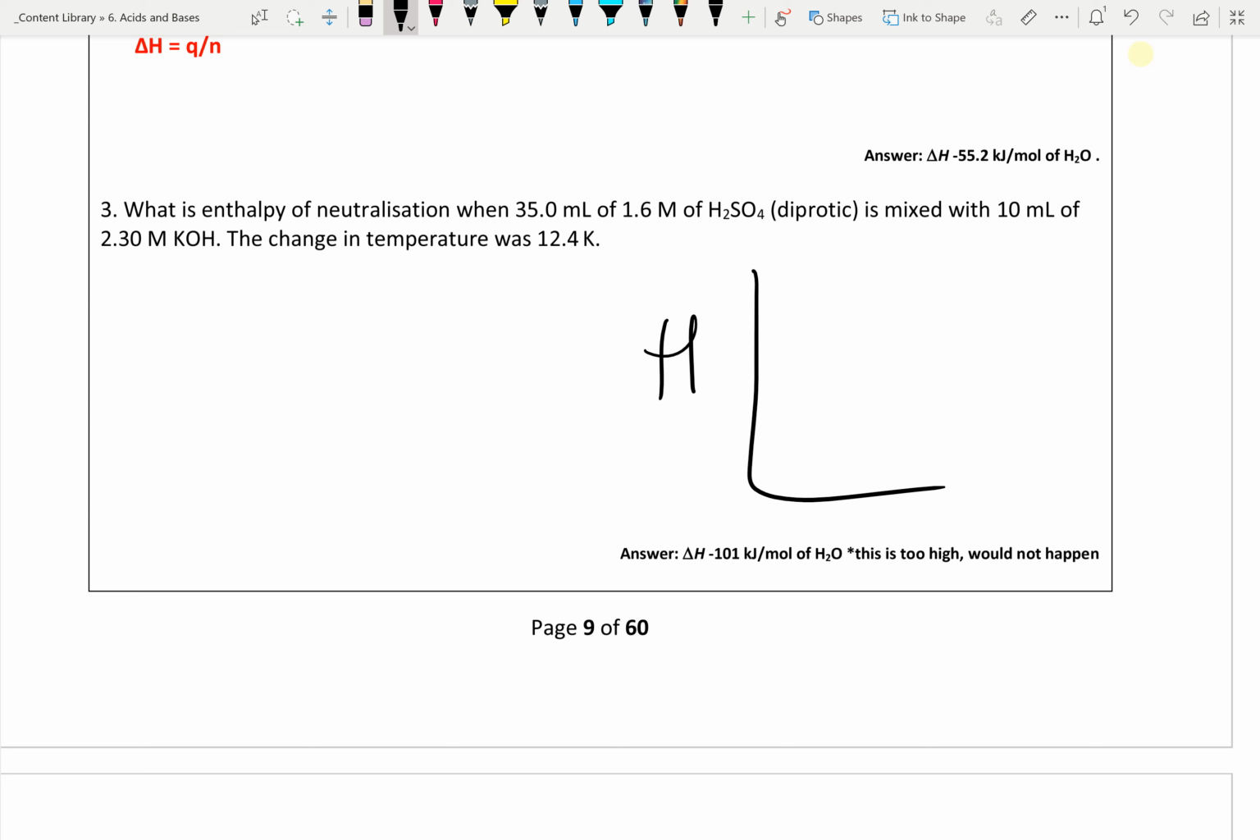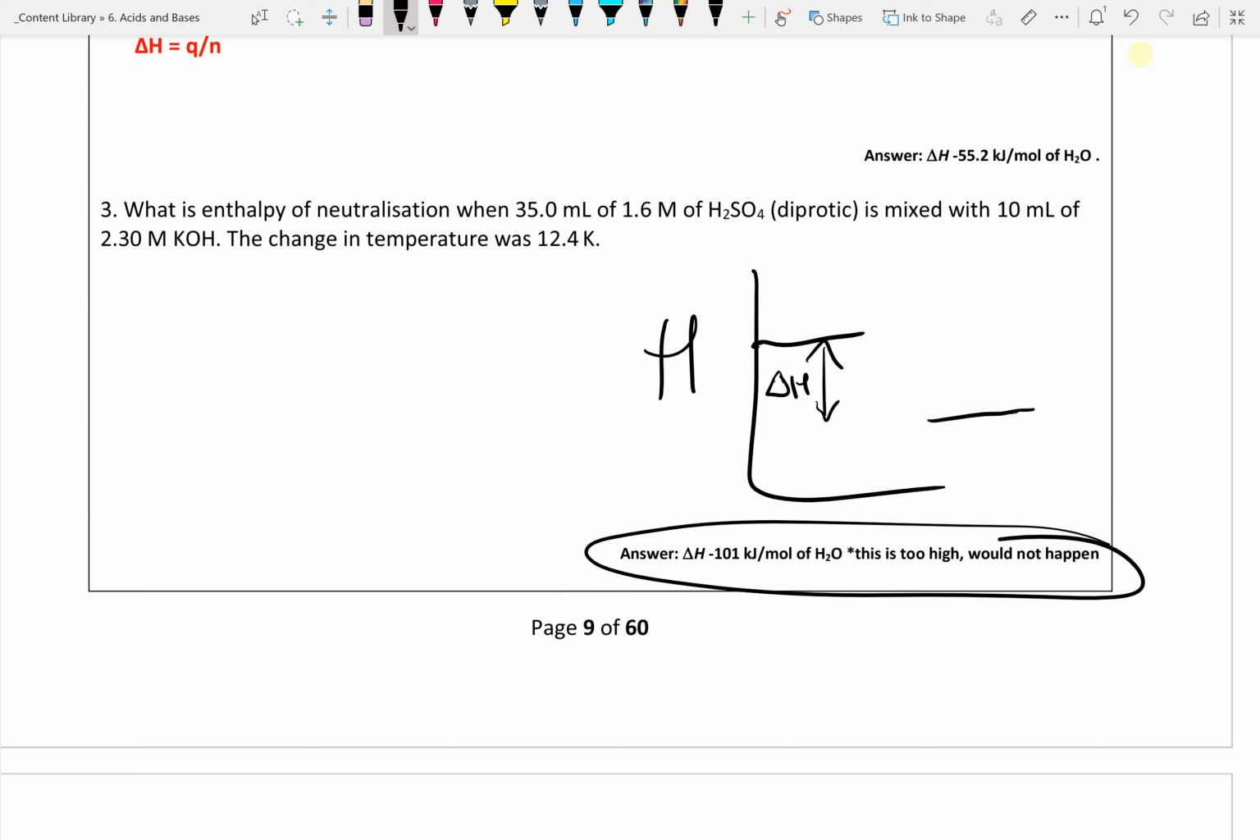Okay, so we start at some energy. The enthalpy of neutralization is always exothermic, so I'm always going to finish down. And I'm trying to find to what magnitude is my difference in enthalpy. And we've got the answer down here, and it says theoretically this couldn't happen. So this question is purely for just doing the calculations. So let's just understand that firstly.